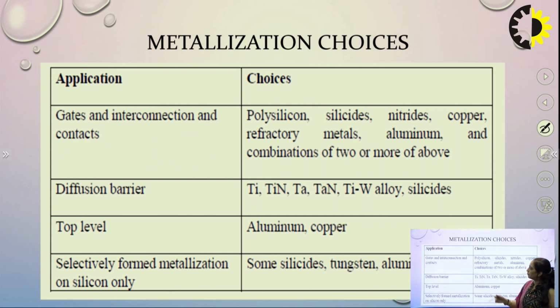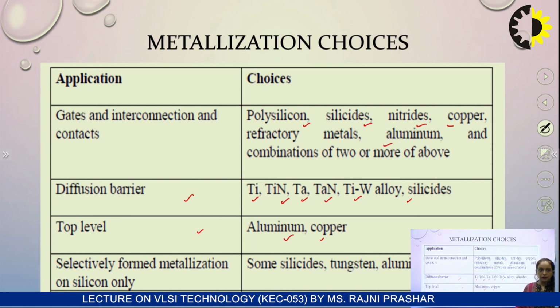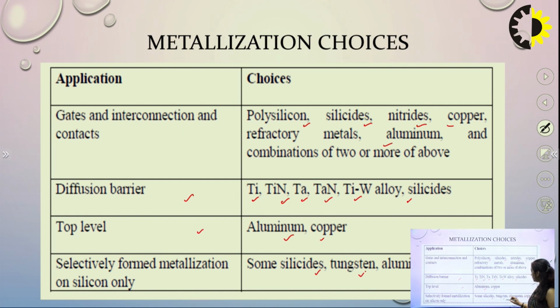Then we have some of the areas where metal lines can be used for gates, interconnects and contacts. We can use polysilicon, silicide, nitrides, copper, refractory metals, aluminium, and combinations of these metals. For the diffusion barrier, we must use titanium nitride, Ta, titanium nitride, tungsten alloy, titanium tungsten alloy, and some silicides. For the top level metallization, aluminum and copper are preferred, and for the selectively formed metallization on silicon only, some silicide, tungsten, aluminum, copper metal lines are used.